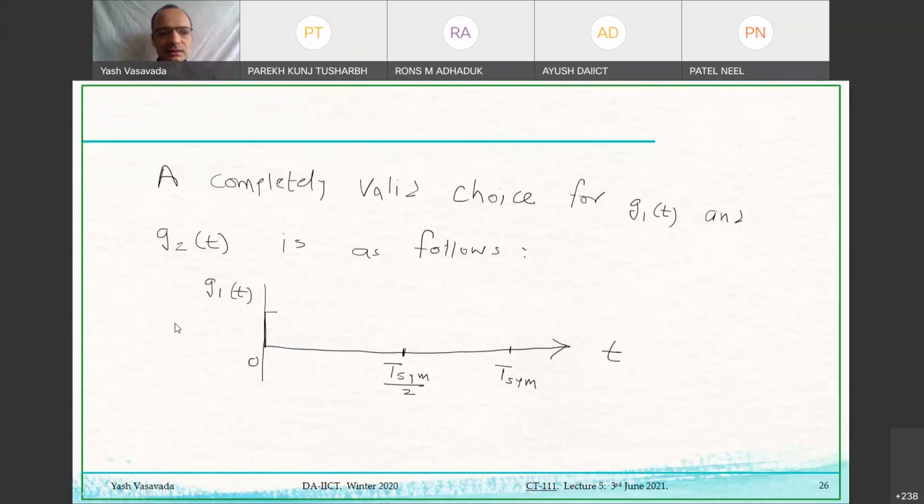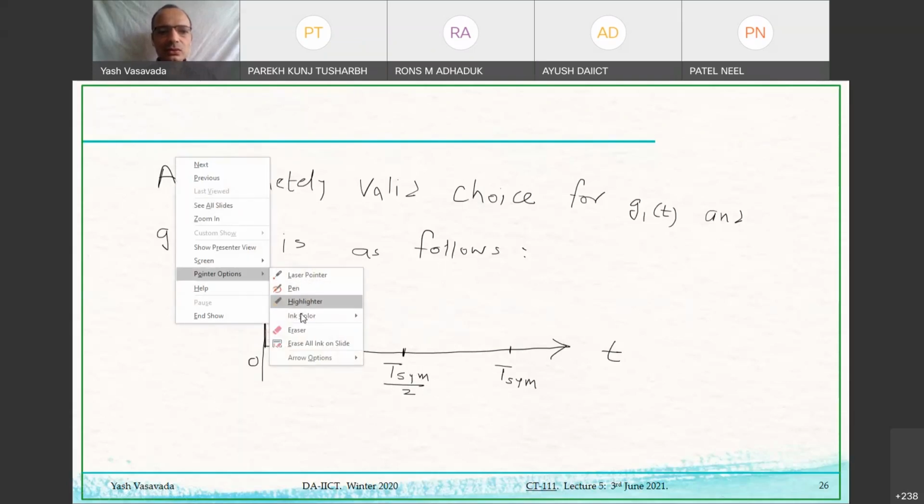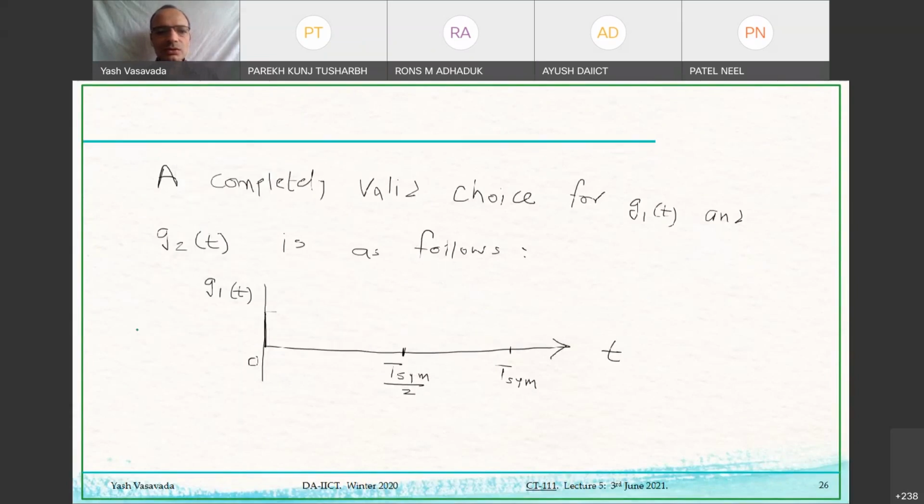Here I will use a different color. So g1 of t is like this. Starts from 0, and then it's just a rectangular pulse which ends at T_sym. And over the length of this pulse, which is T_sym, its level is constant. Now, for this one, I think you should be able to figure out very quickly, without doing any trigonometry, what should be the amplitude so that the first requirement is met. Who can tell me that?